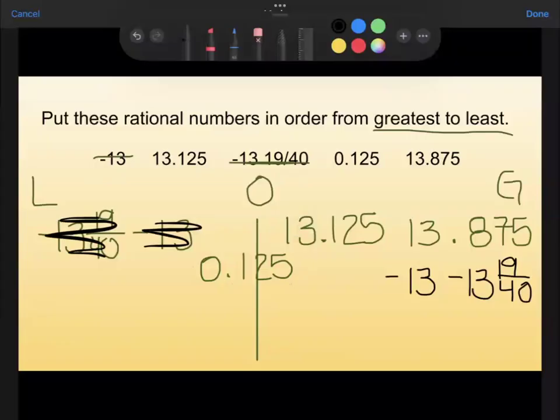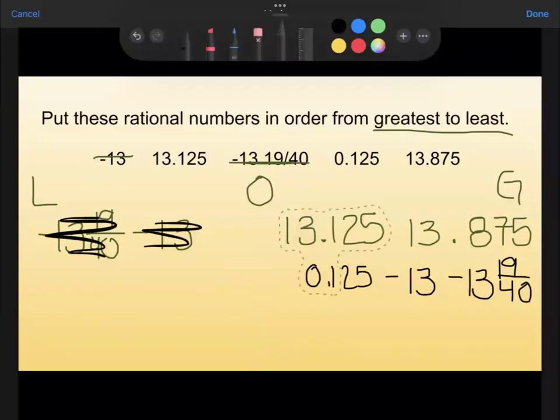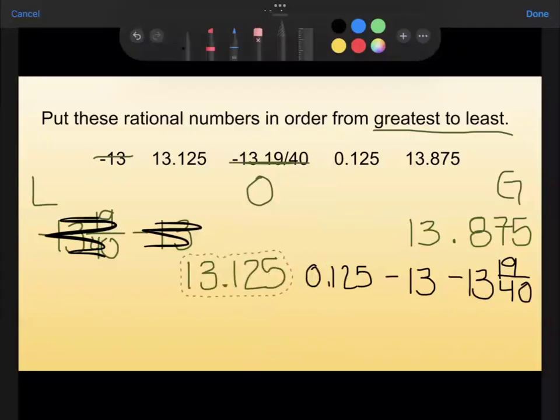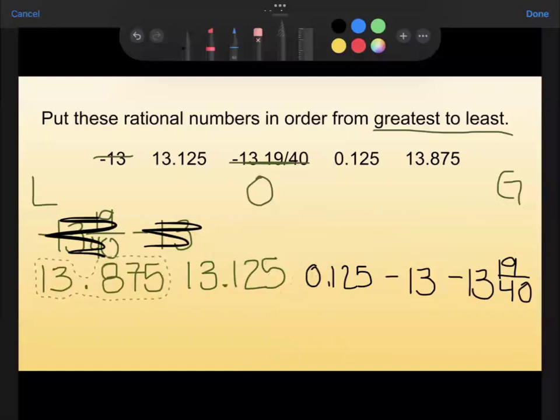0.125, I'll write it there. Maybe I'll erase it from our line here. There we go. Now that means that this one flips to, okay, that one goes there. And then this one, I'll circle and move over here. So to get the order of greatest to least, I just flipped everything around the middle. The middle number stayed the same, and then I just flipped everything else. So your final answer here would be 13.875, 13.125, 0.125, -13, and -13 and 19/40ths.